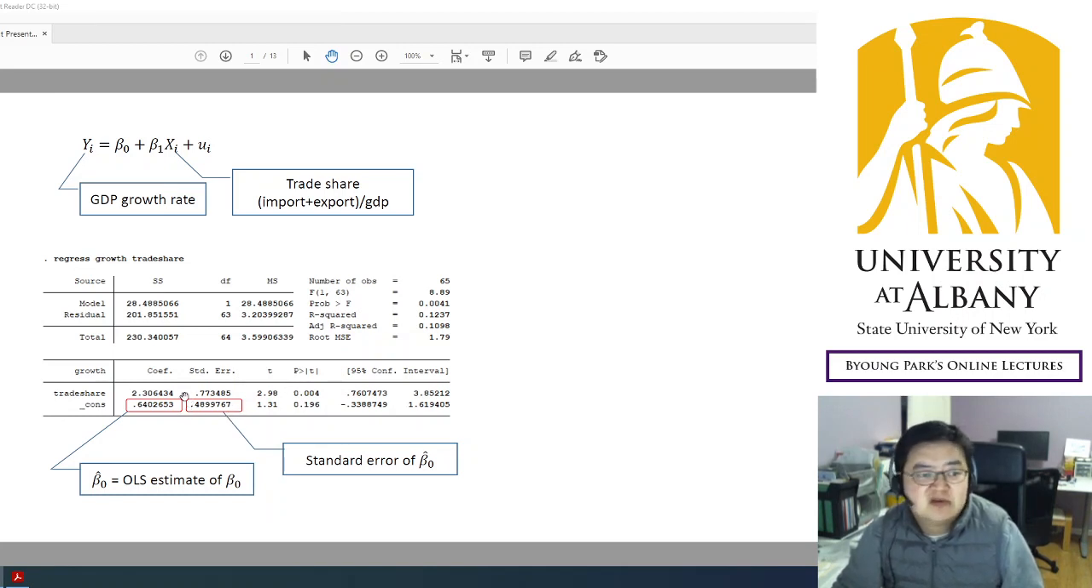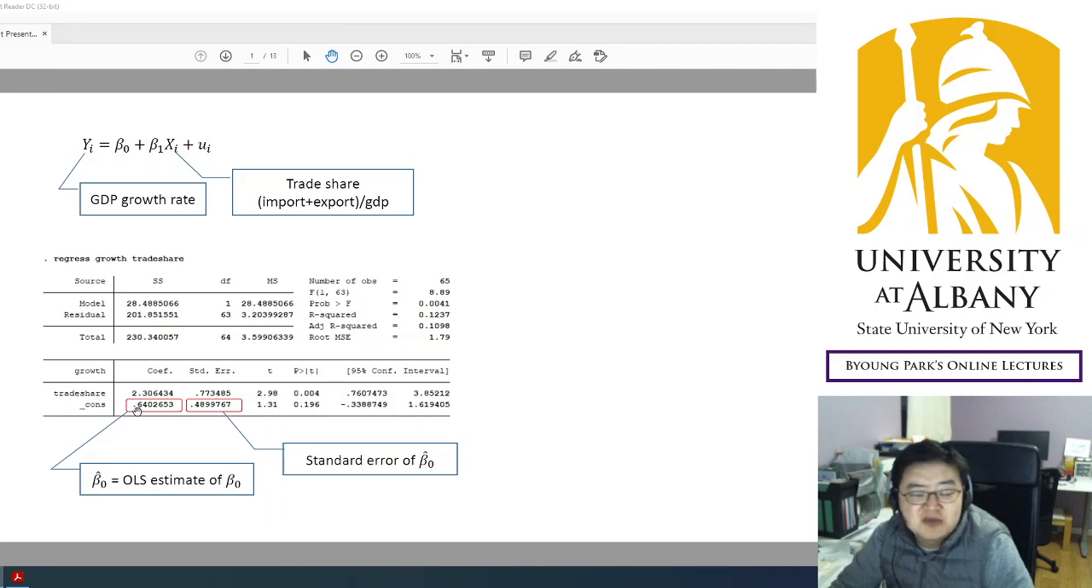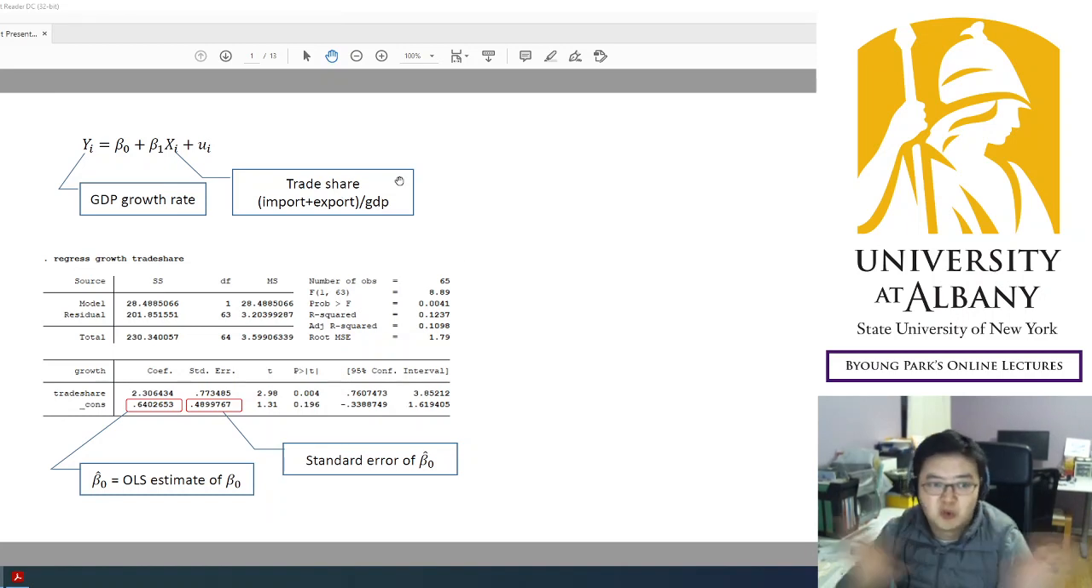So this is the result of the formula you learned in the textbook. Using the formula you learned in the textbook, you get this number. The interpretation of the intercept is that if a country has a trade share of 0, a country that does not trade with any other country, autarky, then the GDP growth rate is expected to be 0.64%, right? So then, what does that mean?